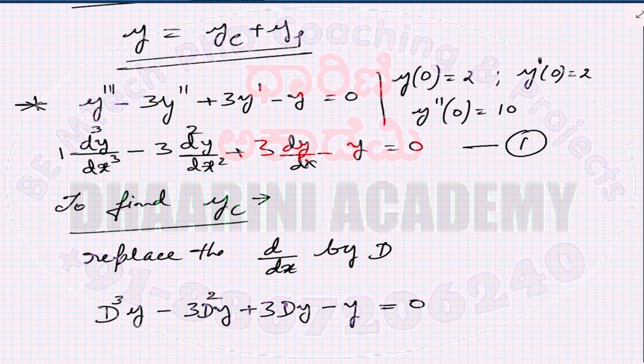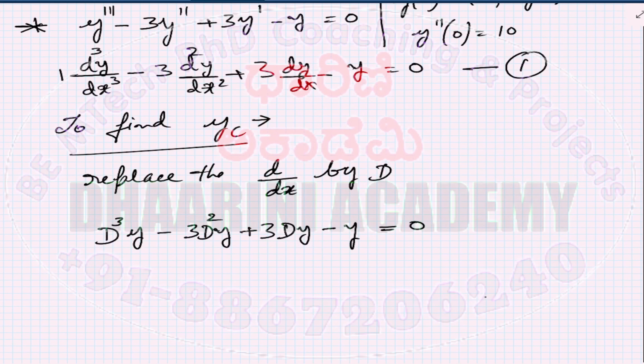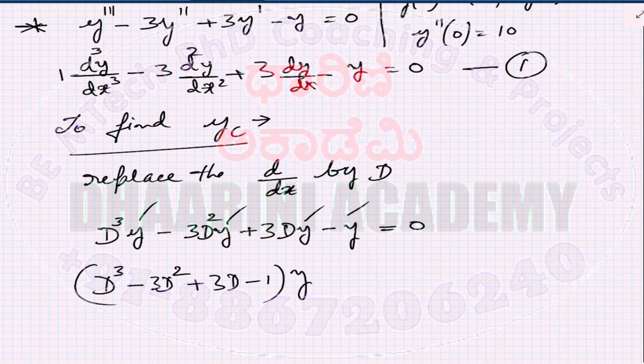Now what I can see here is a y common in the whole equation. I can take the y out. When you take the y out, what remains? D cube minus 3D squared plus 3D minus 1. Take y outside. y is common here, here, here, and here. So when y goes out from the last term, there is a 1 remaining, minus 1.